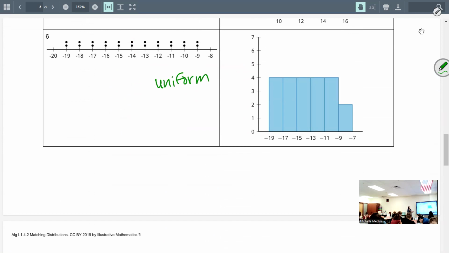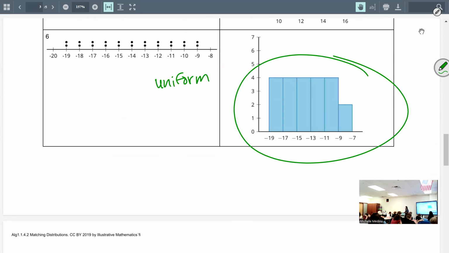So although this one might not look perfectly uniform, you can usually see it better in a dot plot: they're perfectly the same amount on each tick mark. But you'll learn with histograms, whatever number it is, if it hits the higher part of that interval, it goes to the next bar. So when it hits -9 exactly, it goes here. And that's where you see the two data points. But you'll learn that tomorrow.